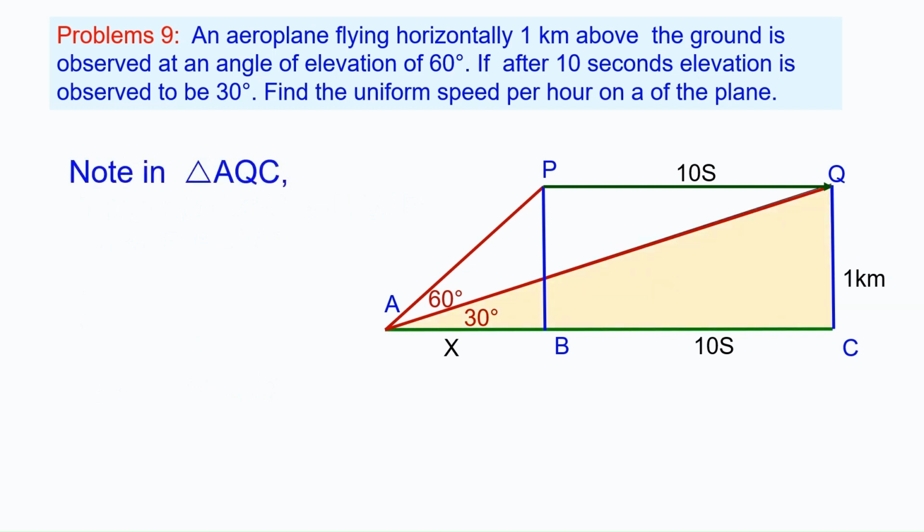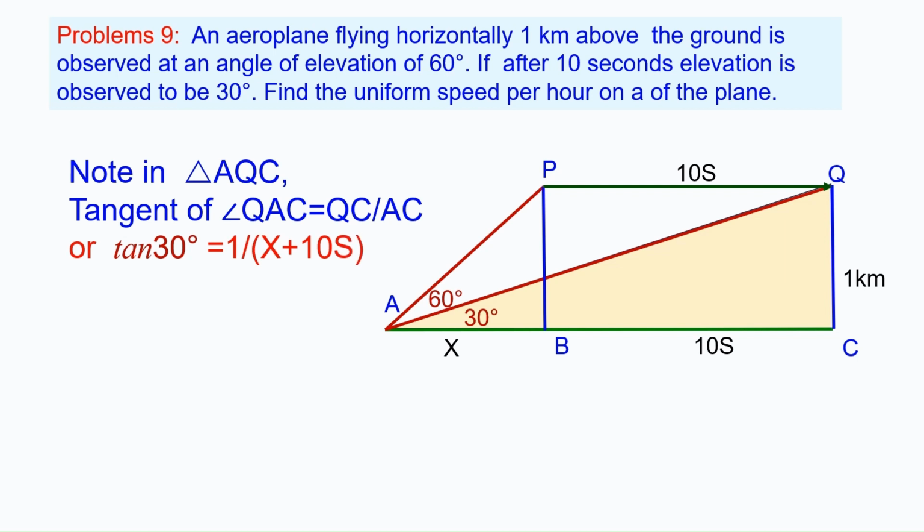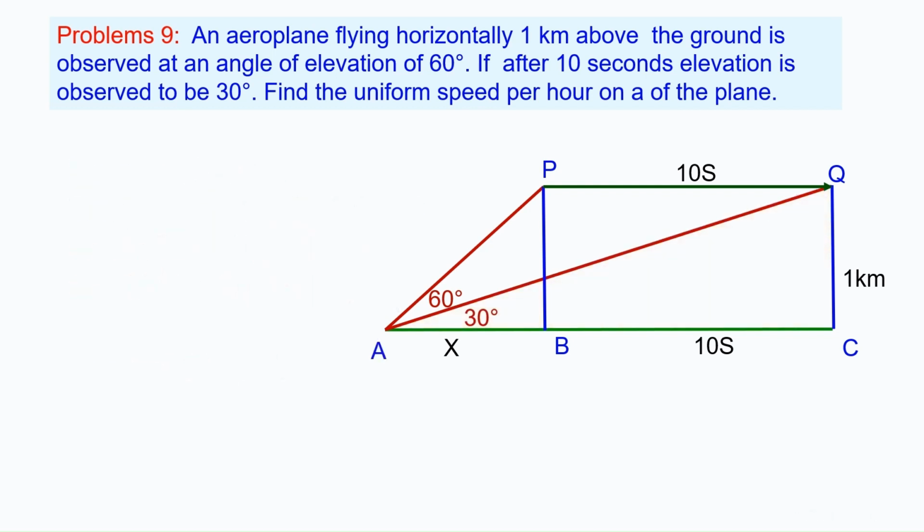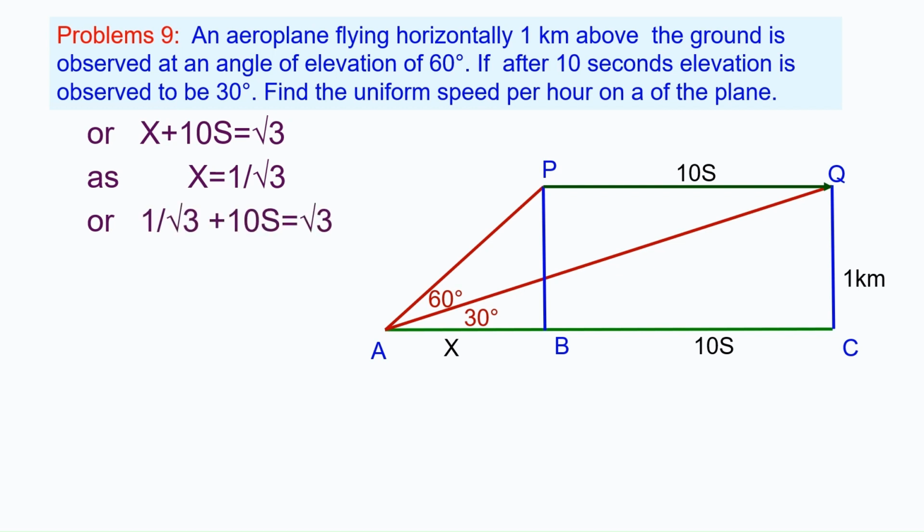Note in the triangle AQC, tangent of the angle QAC equals QC divided by AC. Or tangent of 30 degrees equals 1 divided by (x plus 10s), as tangent of 30 degrees equals 1 divided by under root 3. Or x plus 10s equals under root 3.